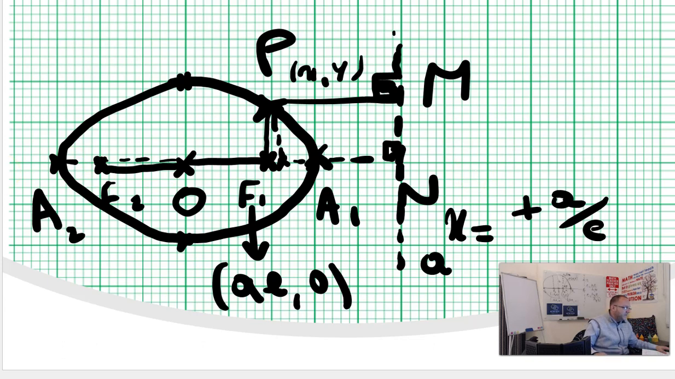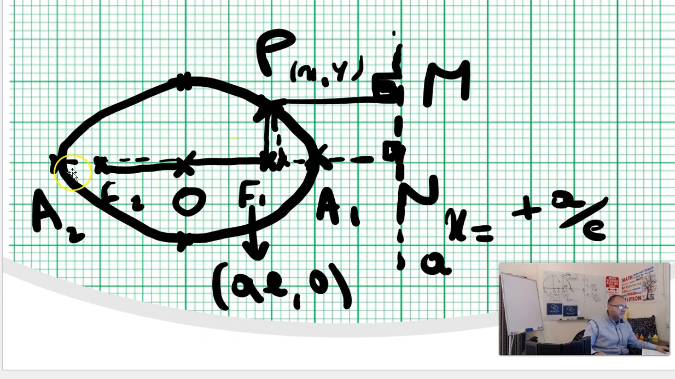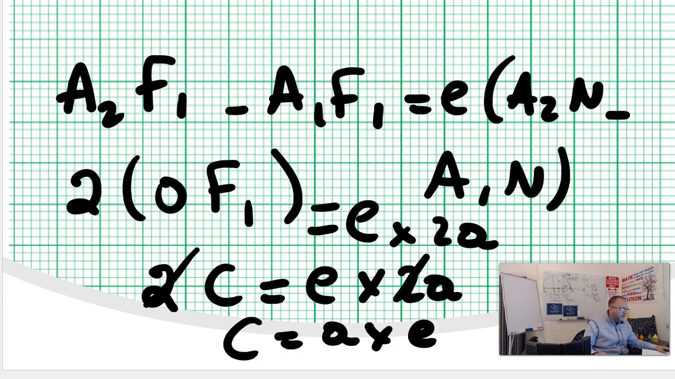Okay? Now, if we subtract them, A2F1 minus A1F1, what do we get? We get that distance between F1 and F2. So we get two of those OF, so we get 2 OF1 or 2 OF2s. 2 OF1 equals 2c. On the other side, we got e times (A2N minus A1N). What's A2N minus A1N? Here.